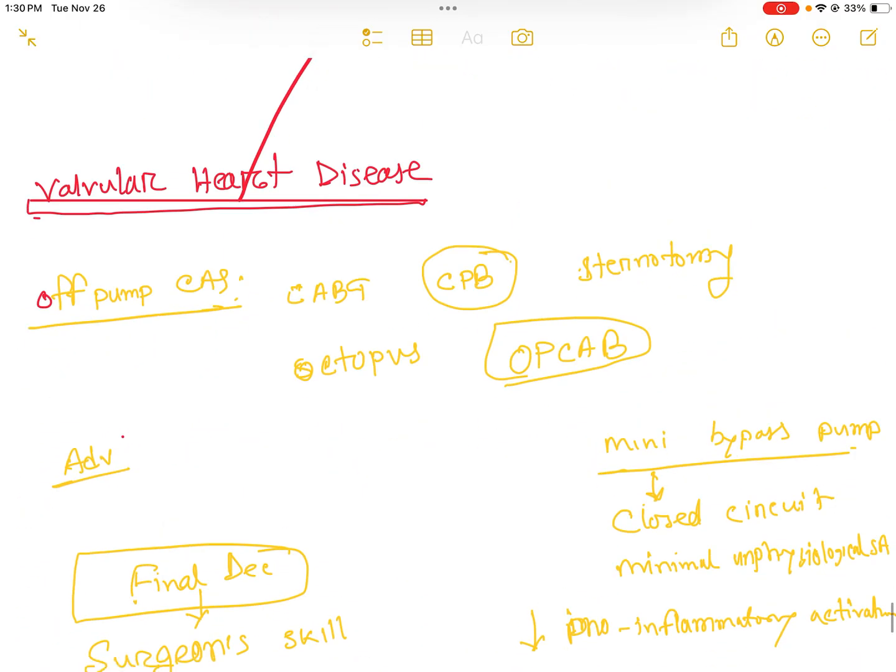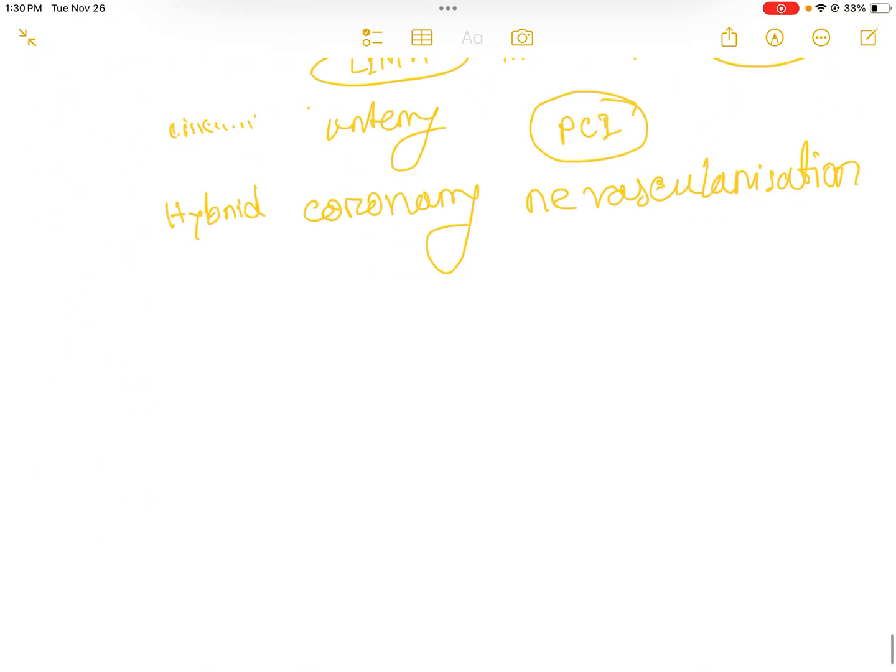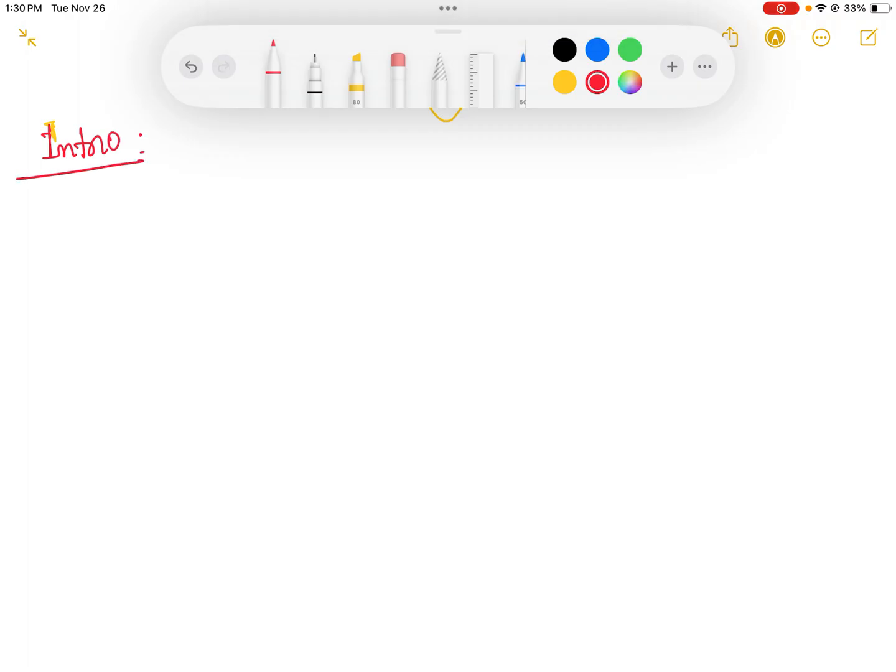Now our main topic, valvular heart disease. Introduction. Early surgical management of valvular heart disease concentrated on valvular repair. The heroic early procedures for valve stenosis were closed, and therefore blind, commissurotomies.